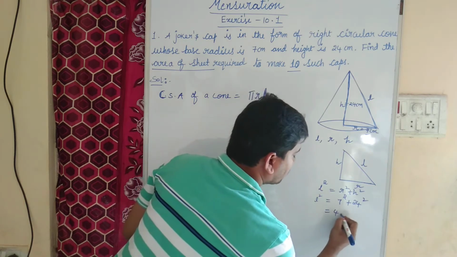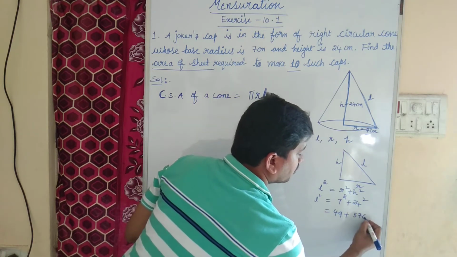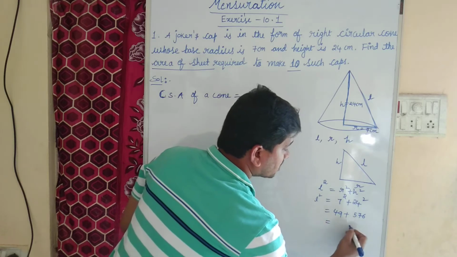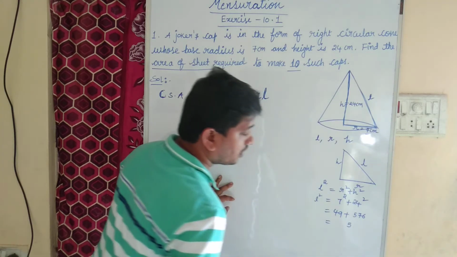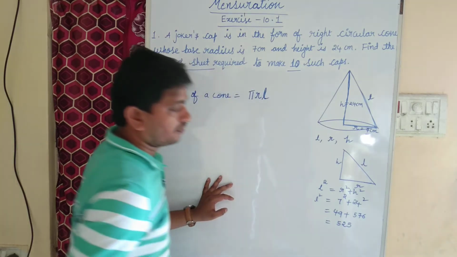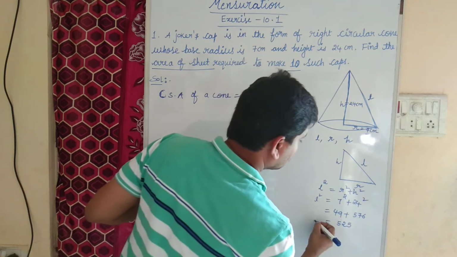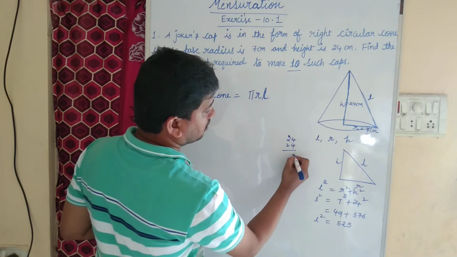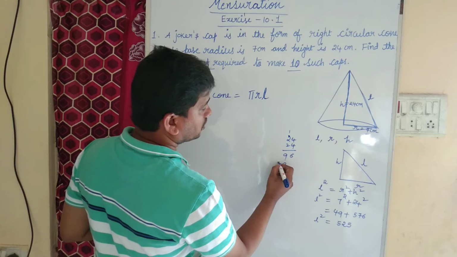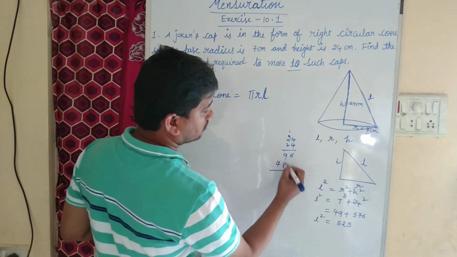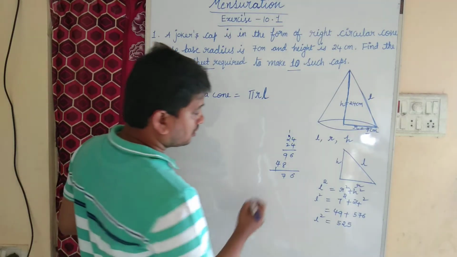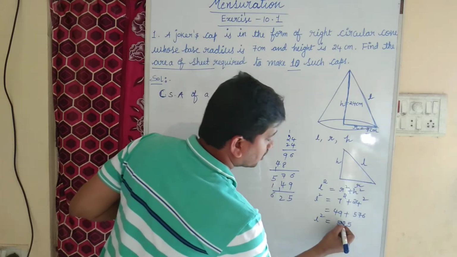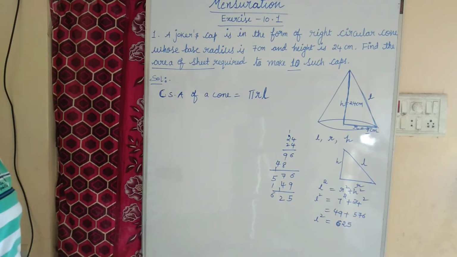So 7 square means 49, plus 24 square means 24 into 24, which is 576. So 576 plus 49 is 625, children.